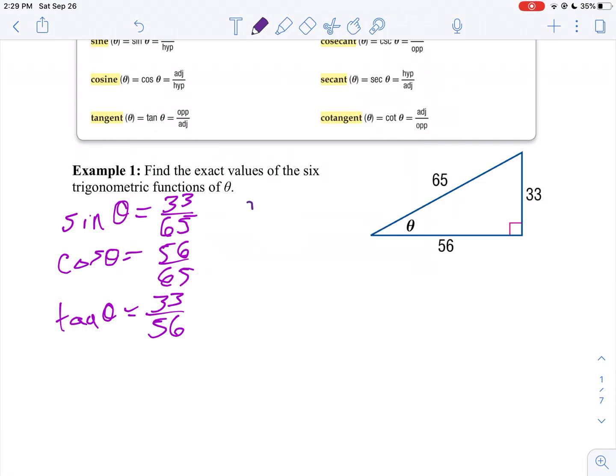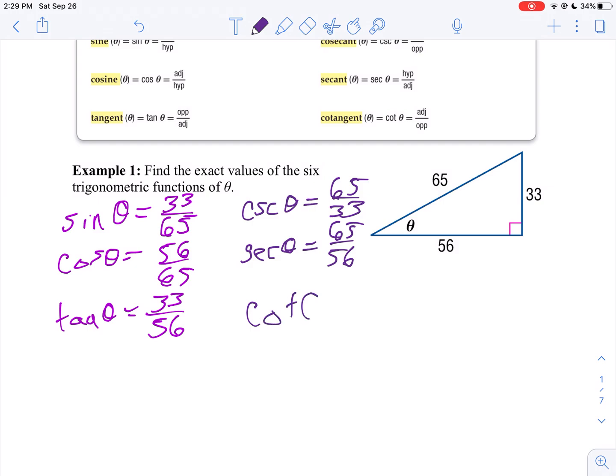So we're going to say the cosecant of theta is the reciprocal of sine, so it'll be 65 over 33. The secant of theta is the reciprocal of cosine, so that'll be 65 over 56. And finally, the cotangent of theta is the reciprocal of tangent, so that'll be 56 over 33, and there's our answer.